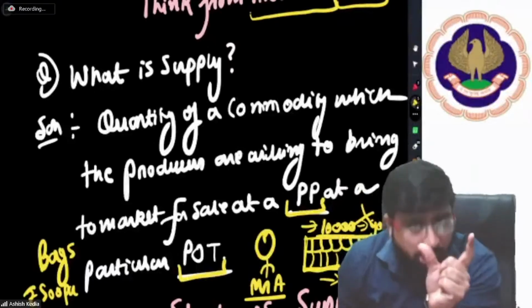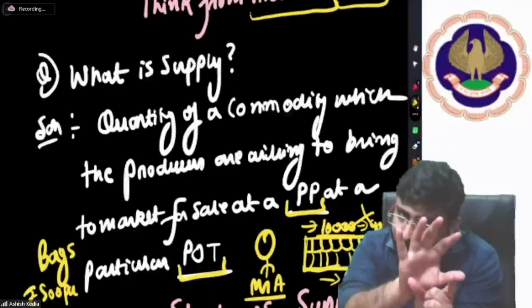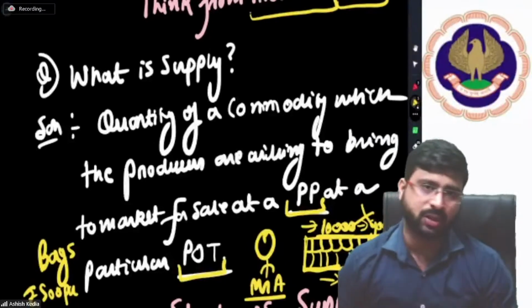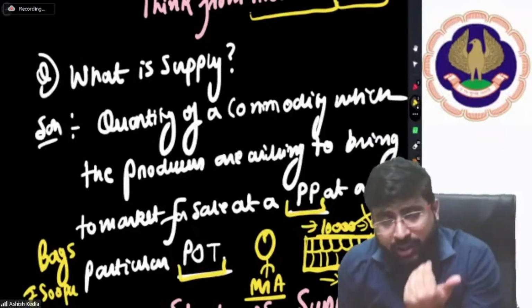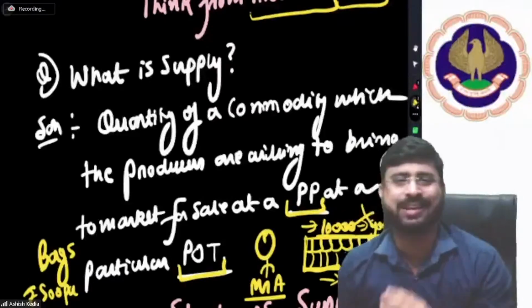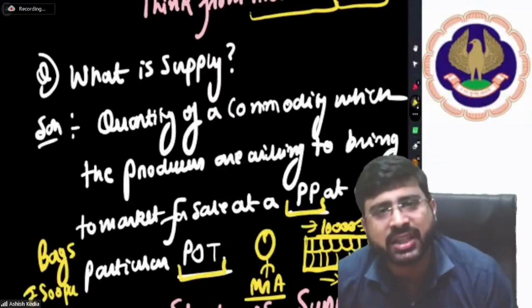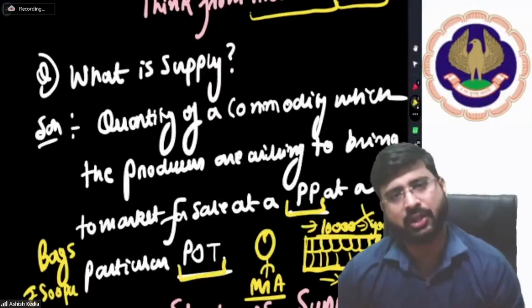Supply is the quantity of a commodity which the producer is ready to bring to the market for sale at a particular price at a particular point of time. It is the quantity which the supplier is ready to bring to the market for sale at a particular price at a particular point of time.